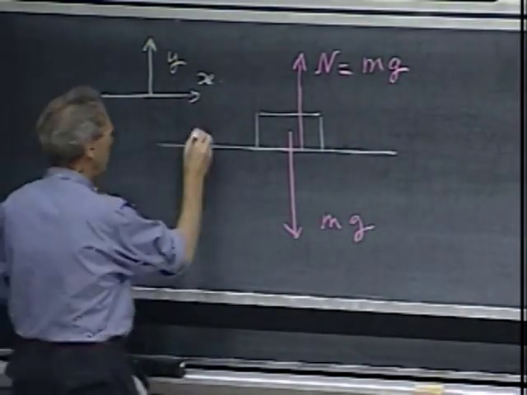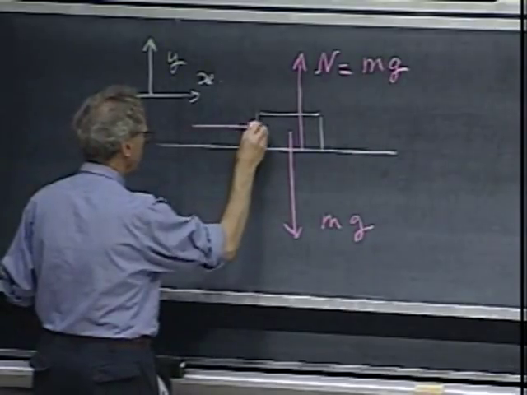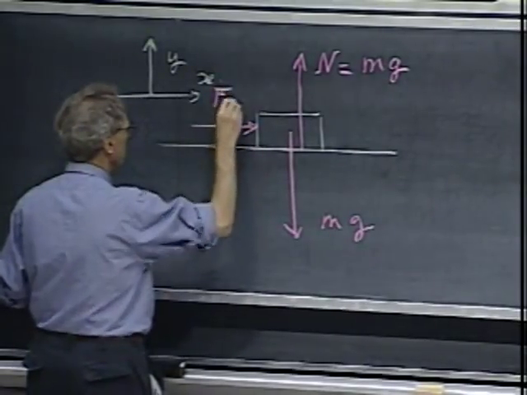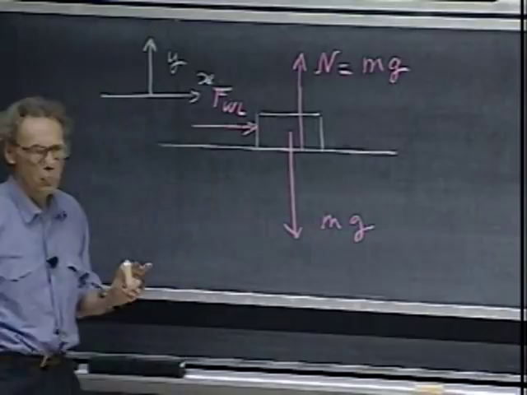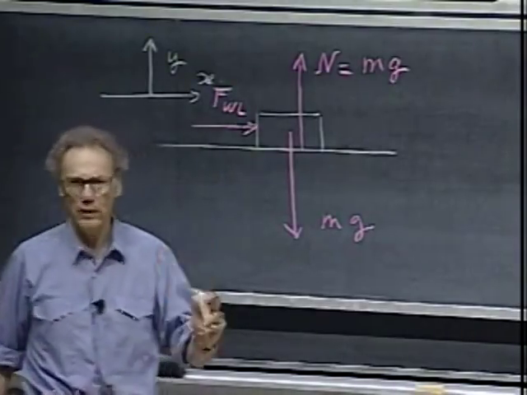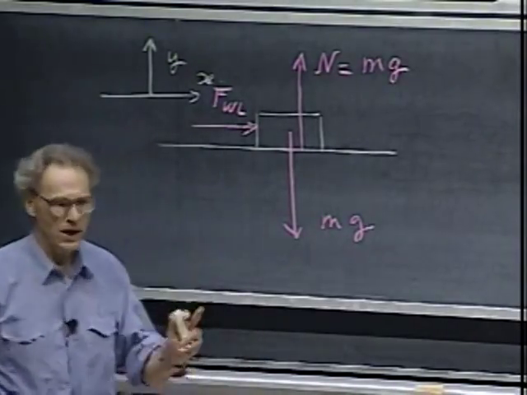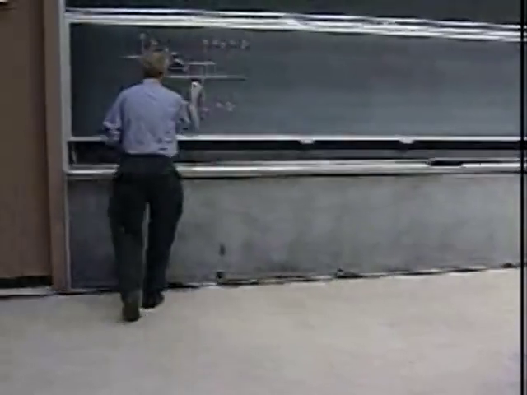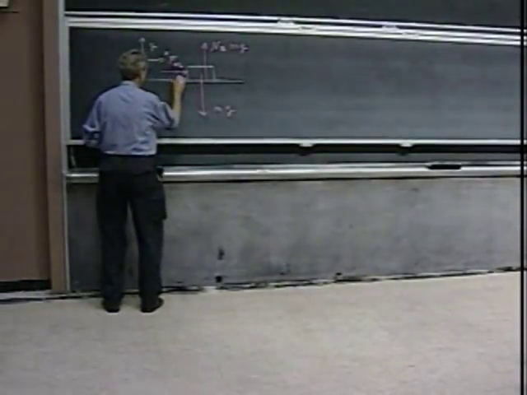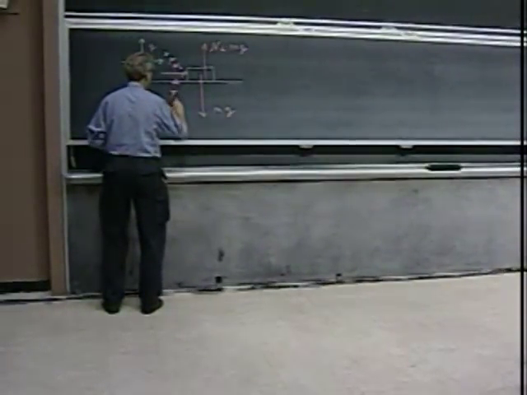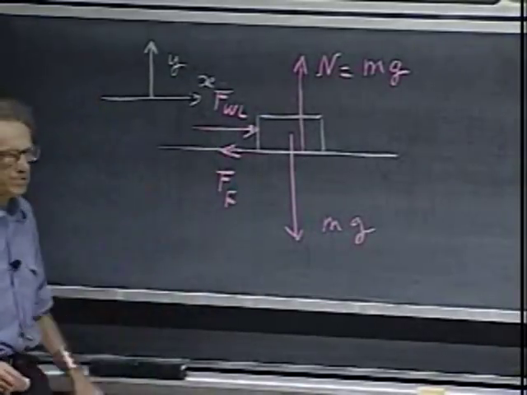Now, I am going to push on this object with a force F. And we know that the object in the beginning will not start accelerating. Why is that? That's only possible because there is a frictional force which adjusts itself to exactly counter my force.